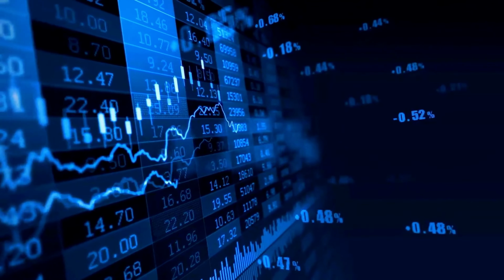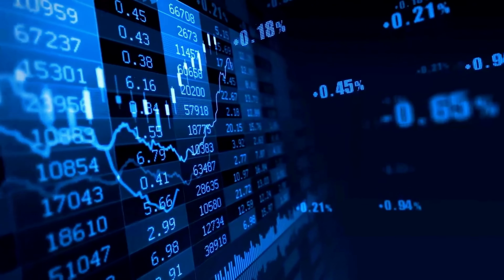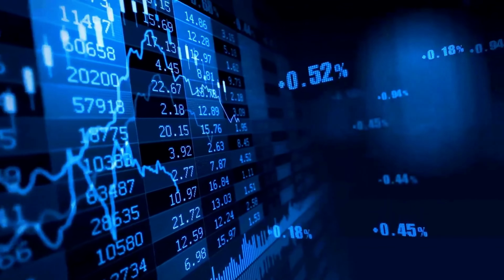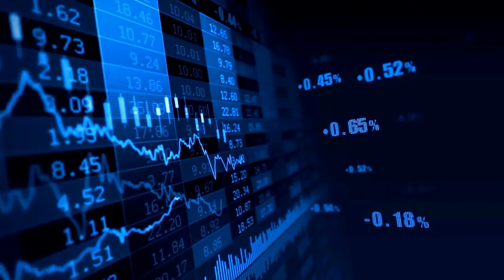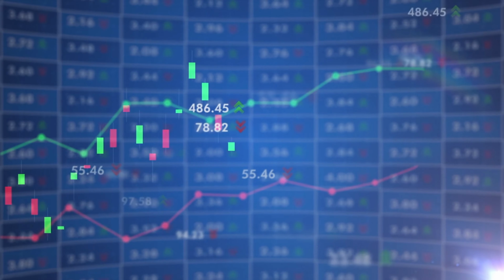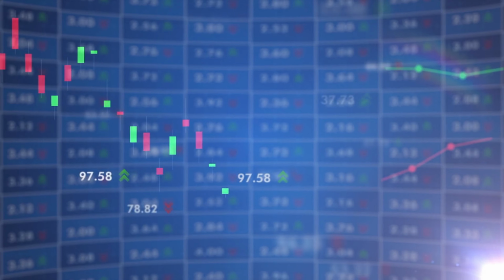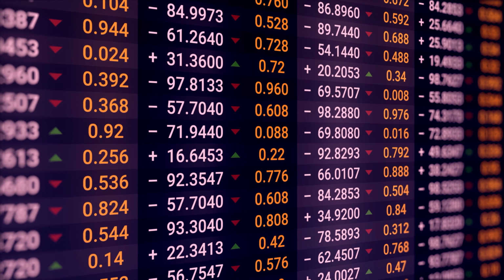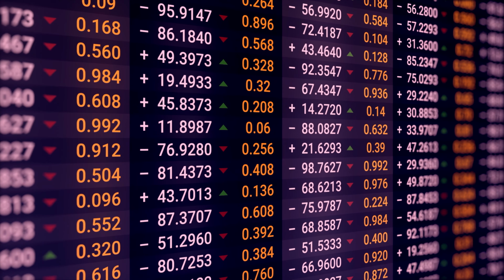Now listen traders, risk management is extremely important. Never risk more than you can afford to lose. Many professional traders risk only 1% to 2% of their account per trade. Avoid increasing your lot size after a loss. Stay disciplined and follow your trading plan. Remember, trading is about consistency, not getting rich overnight.